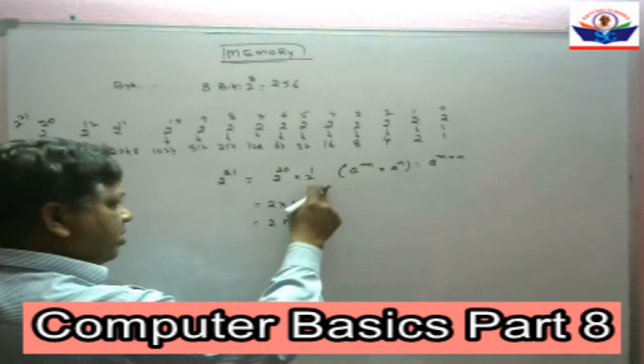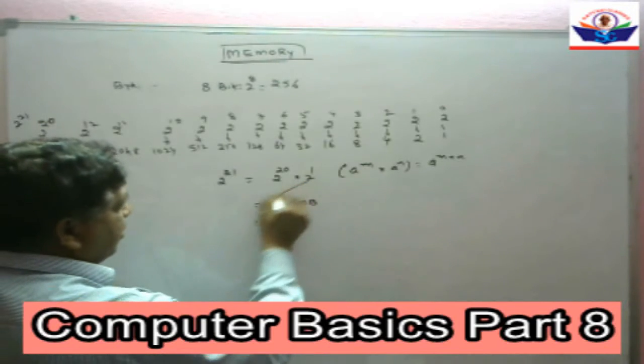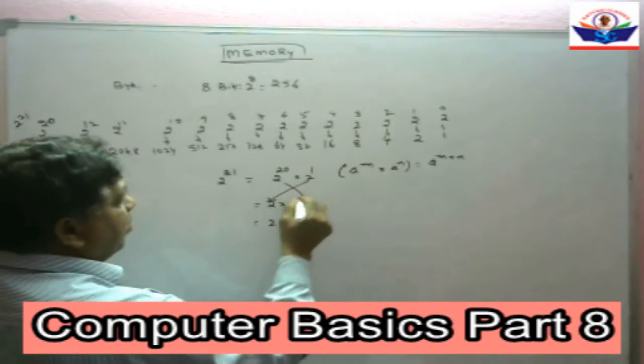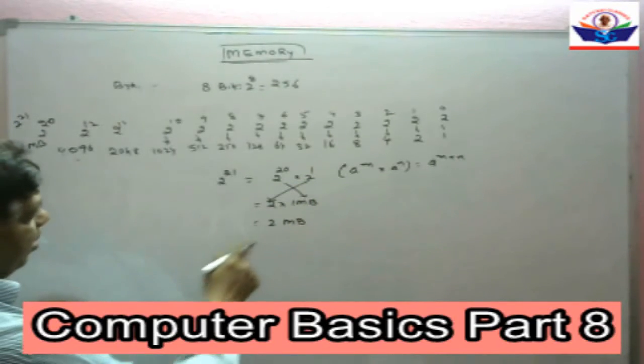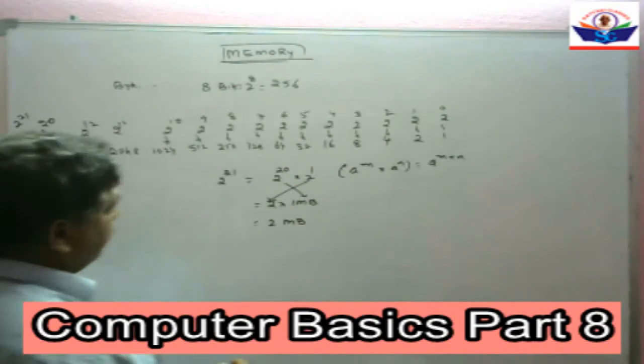What is 2 to the power of 1? It is 2, and what is 2 to the power of 20? It is 1 megabyte. So 2 megabytes. 2 to the power of 21 is equal to 2 megabytes.